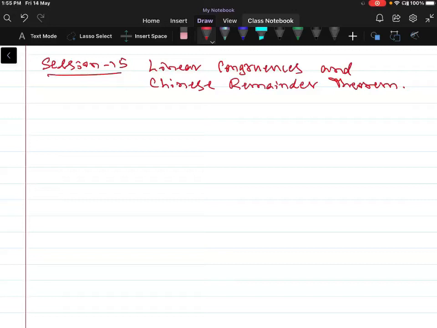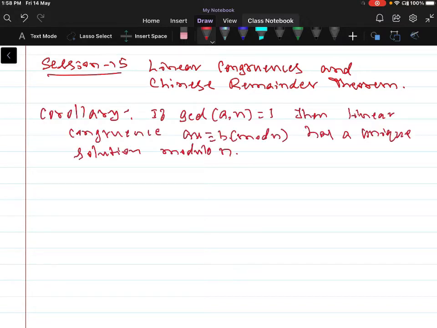In this lecture, I am going to discuss linear congruences and the Chinese remainder theorem. Let us move to the corollary. If GCD of a, n is equal to 1, then the linear congruence ax is congruent to b modulo n has a unique solution. Proof is left as an exercise.